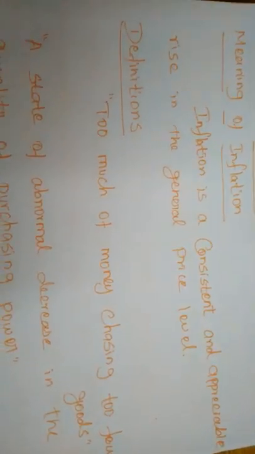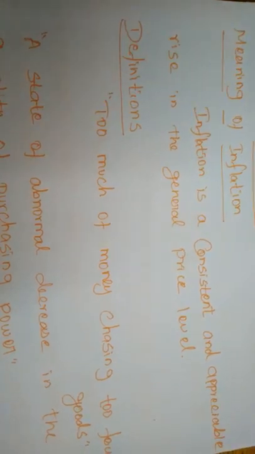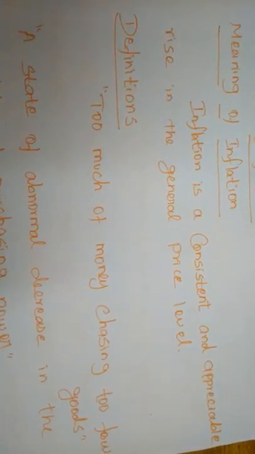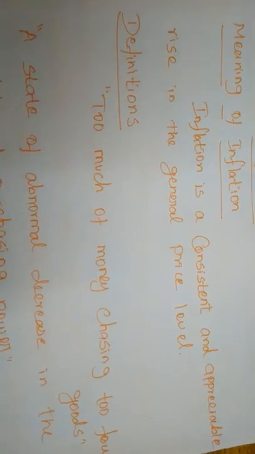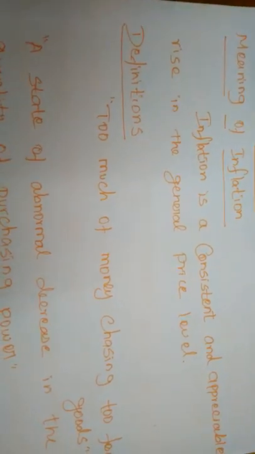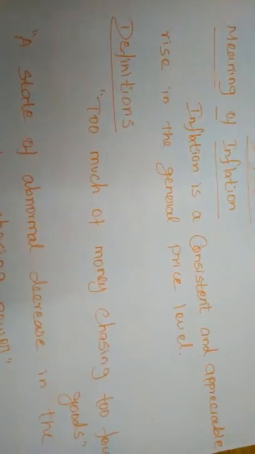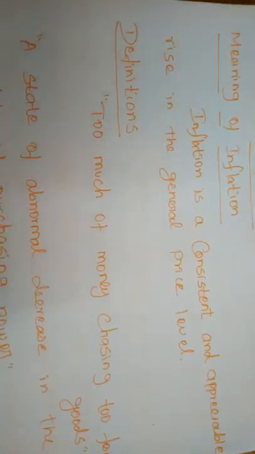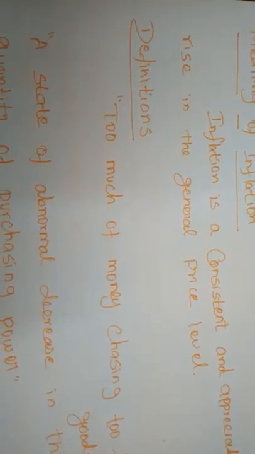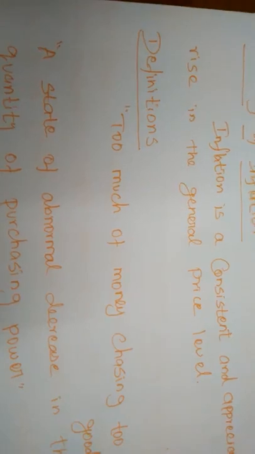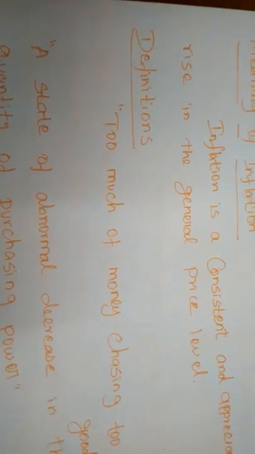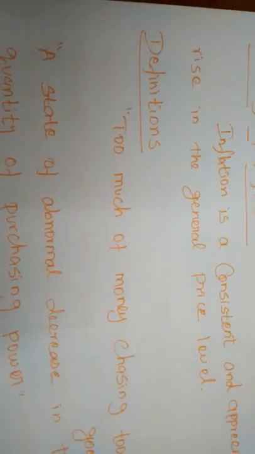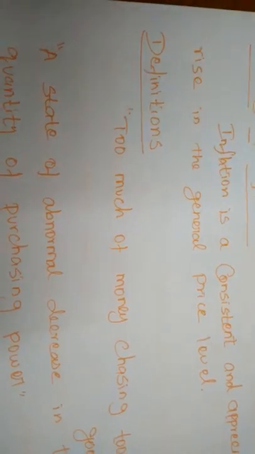The general price level of a commodity is increased appreciably or consistently. It is not a one-time rise; it is considered inflation. Okay. Normally, when the price level of a commodity is increased continuously, that is called inflation. Okay. When the general price level is steadily increased, that situation is called an inflation situation.